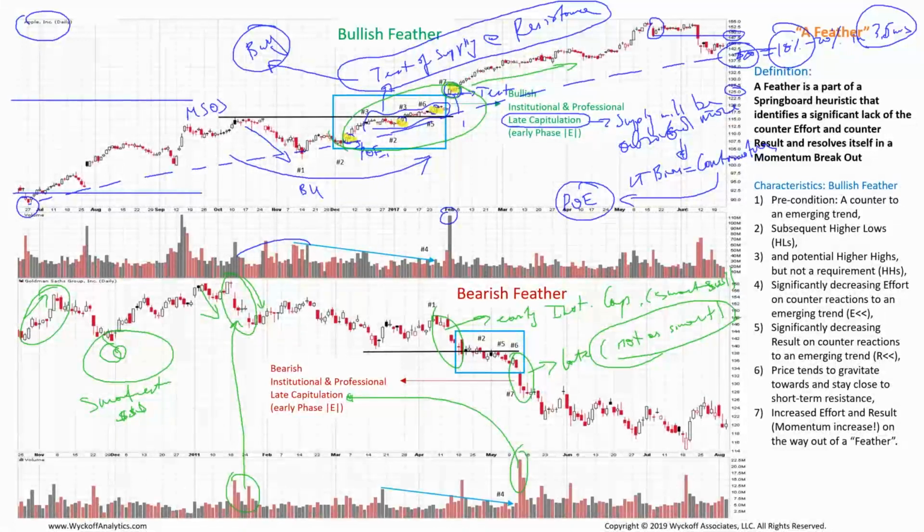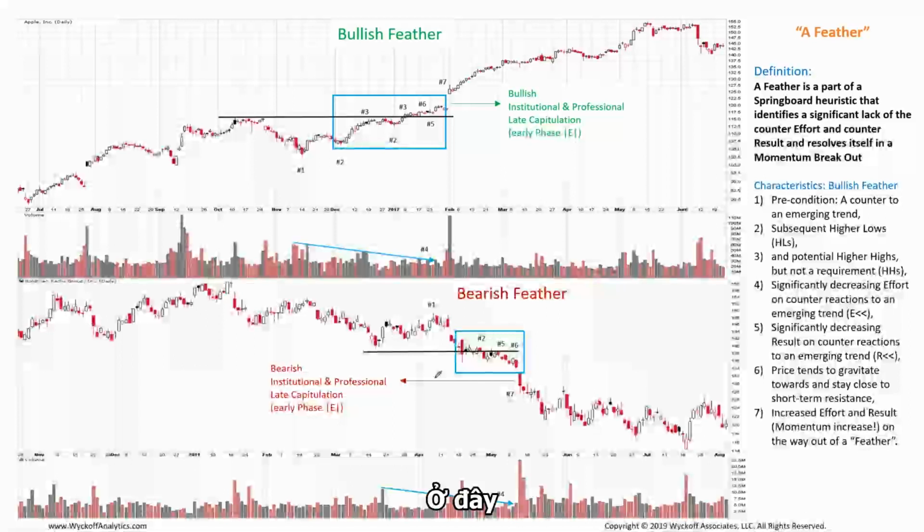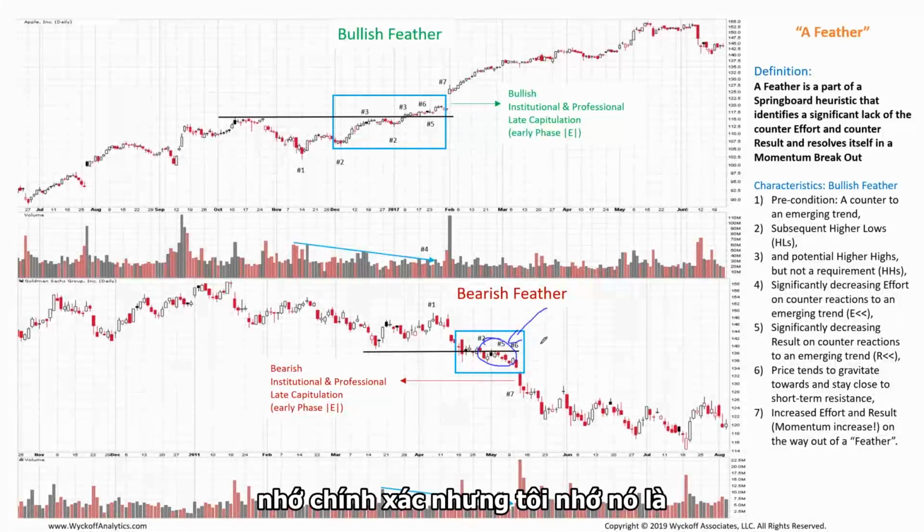Let me just capture this. So the trade was conducted here. The entry was somewhere here. I don't remember exactly, but I remember that it was before the break.